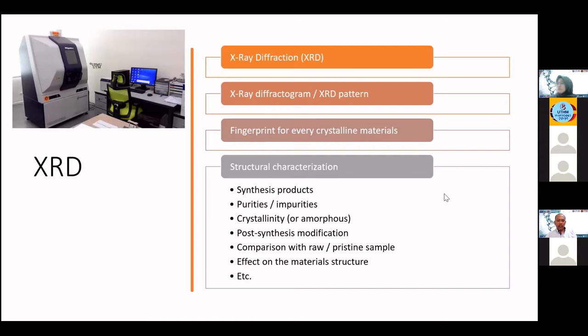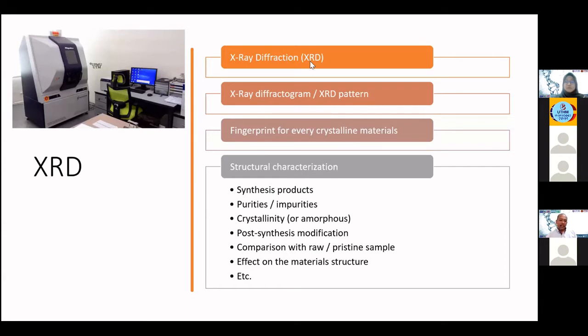We call it X-ray diffraction. The XRD will produce an X-ray diffractogram or XRD pattern. These are the terms that we use in your thesis, in your proposal, in your paper. We use the term XRD pattern for the result that we obtain from the XRD machine. X-ray diffraction is XRD, the XRD instrument, the XRD technique. X-ray diffractogram, not the X-ray pattern. If you want to say X-ray diffractogram, we say X-ray diffractograms. I will show you after this what an X-ray diffractogram is.